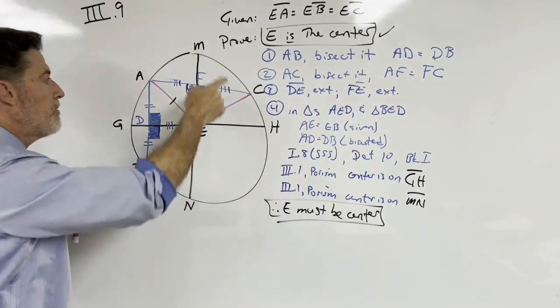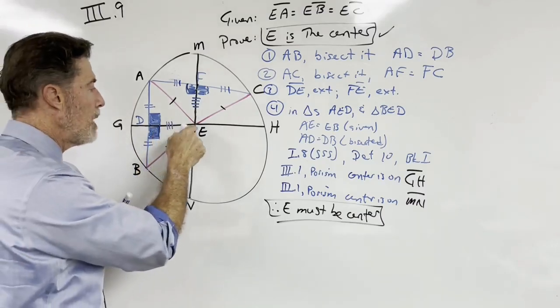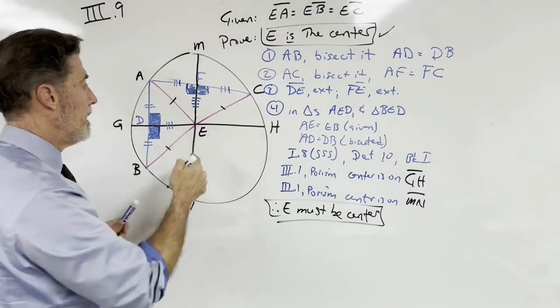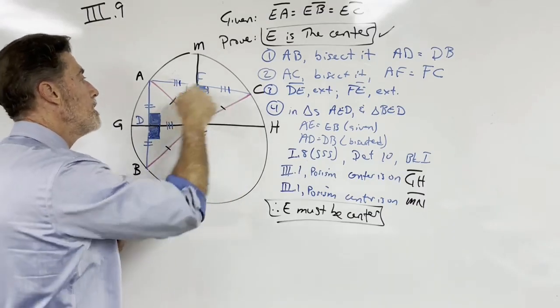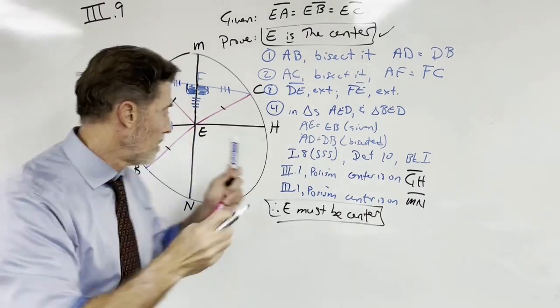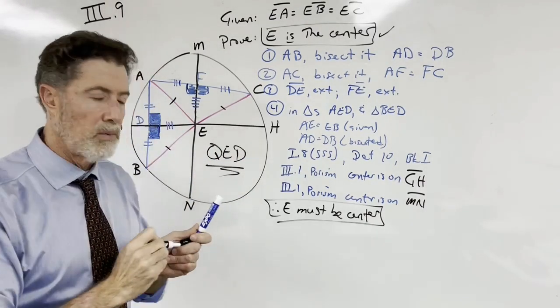So if we take a circle and take a point within the circle, and if three or more equal lines fall from that point to the circumference, that point is the center of the circle. Since we have proven that, logically, we conclude with QED.